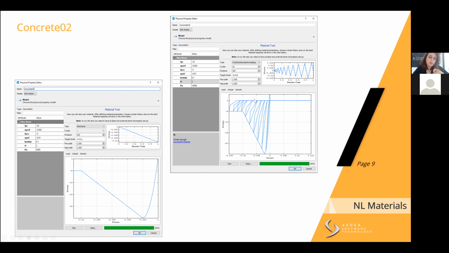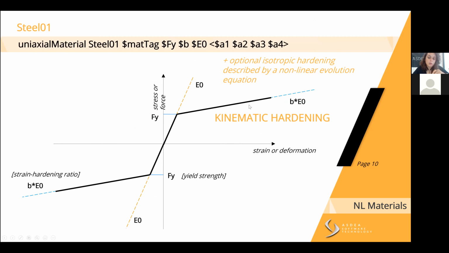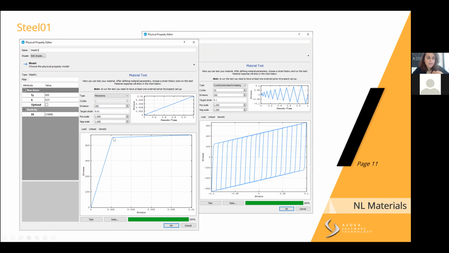Going forward from concrete, we need to pass to steel. Of course, we need to model nonlinearity in steel. We start with kinematic hardening. To model kinematic hardening, we need to input, of course, the initial stiffness, the yield strength, and the ratio, that is our strain hardening ratio, that will allow our linear curve to bend and move forward infinitely in this case for Steel01. And the same is what we find in STKO when we model with these kinds of parameters.